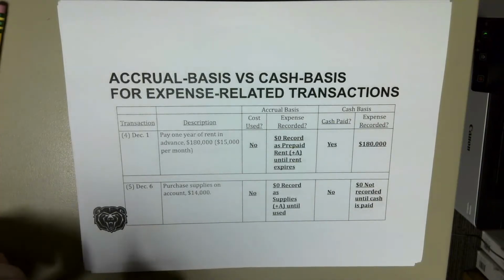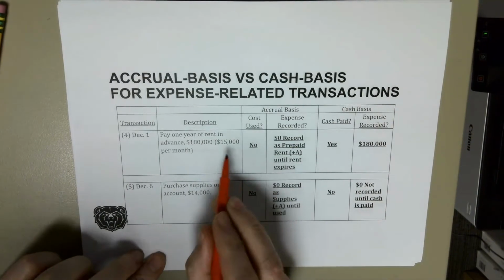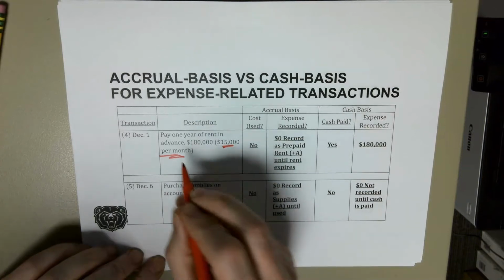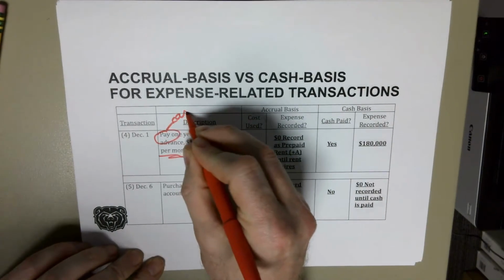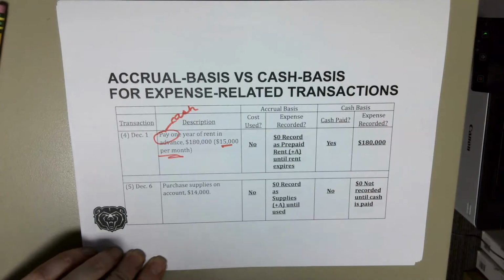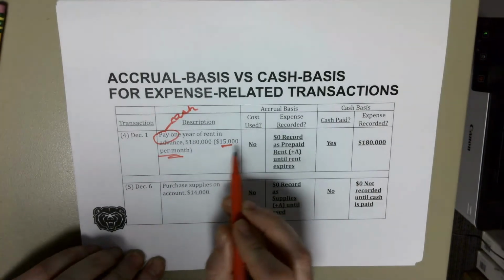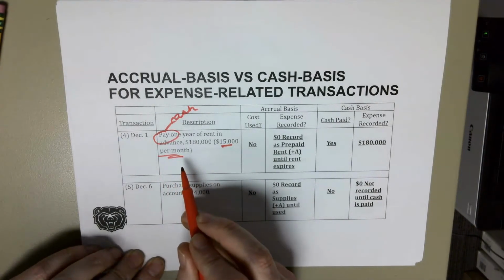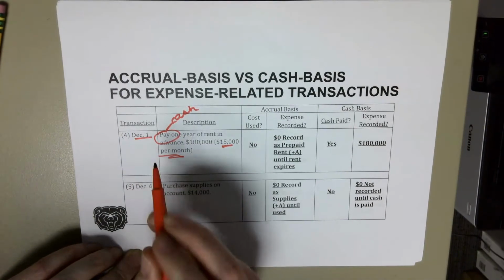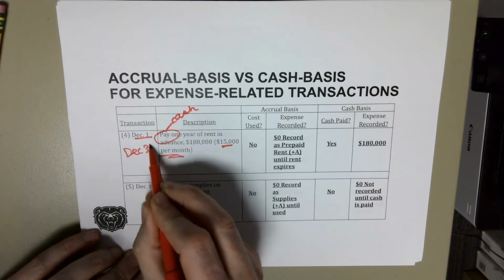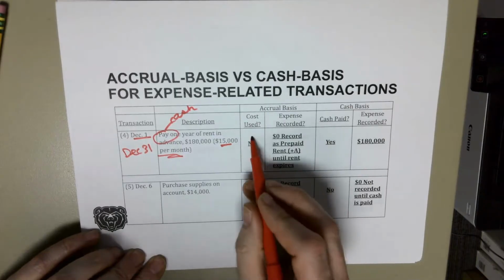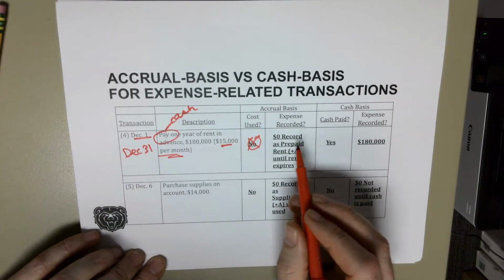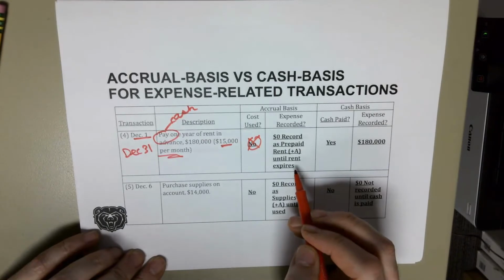We paid 1 year of rent in advance, $180,000. It tells us, again, $15,000 per month. So paying tells us what? Cash, right? We got rid of some cash. So have we actually used any cost? Have we used any of this $15,000 per month yet? Well, no, because it's December 1st. We won't use any of that until December 31st. So we've not used any of that cost, so we're not going to record any expense. We will only record the expense when it expires, okay?